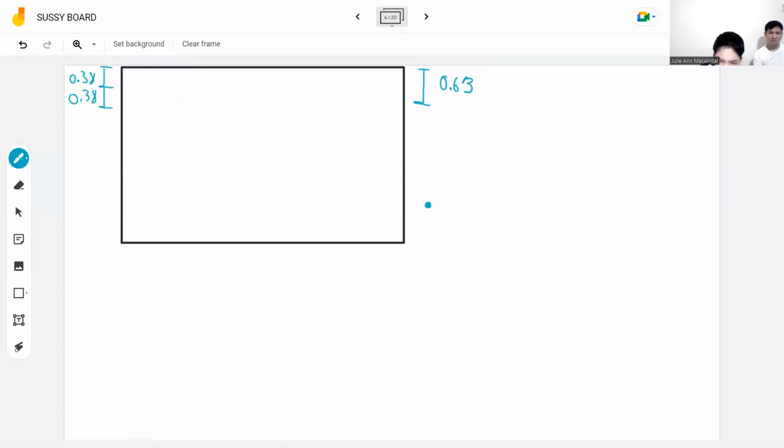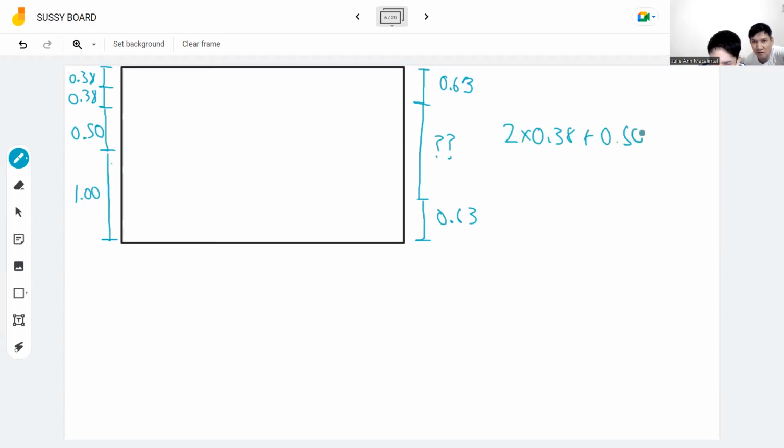Another 0.63. This is 0.50, and then 1.00. It's important to keep the significant figures, so we don't know what this is. So I will just add that: 2 times 0.38 plus 9.2. You just add here, plus 1.00.